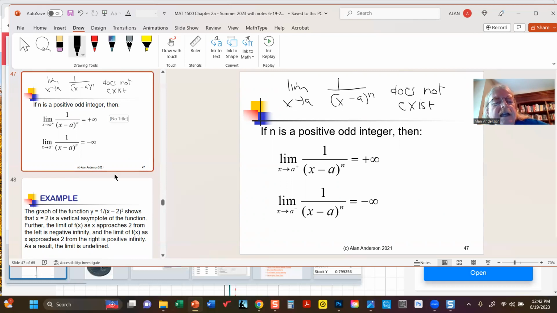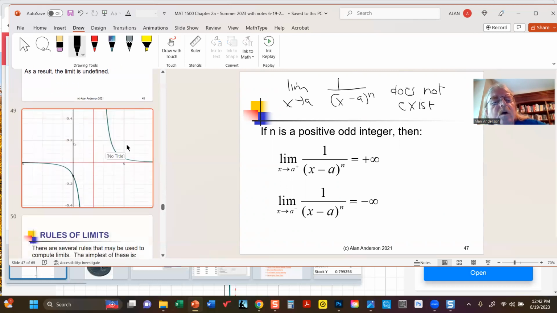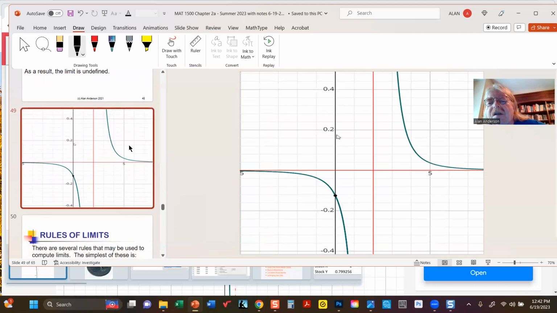Okay. Now, here's one. I accidentally picked the same one. We just saw this one. You can clearly see that this is the function.